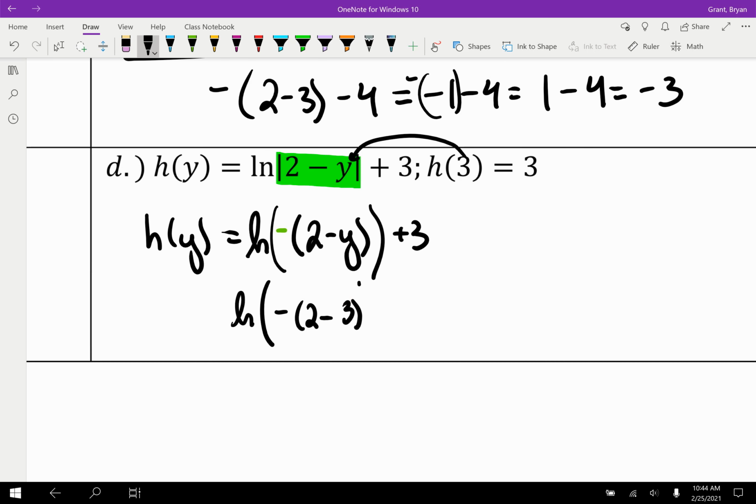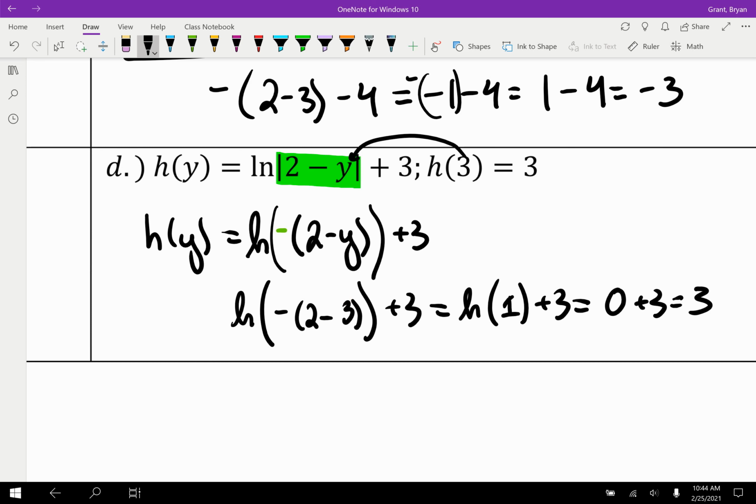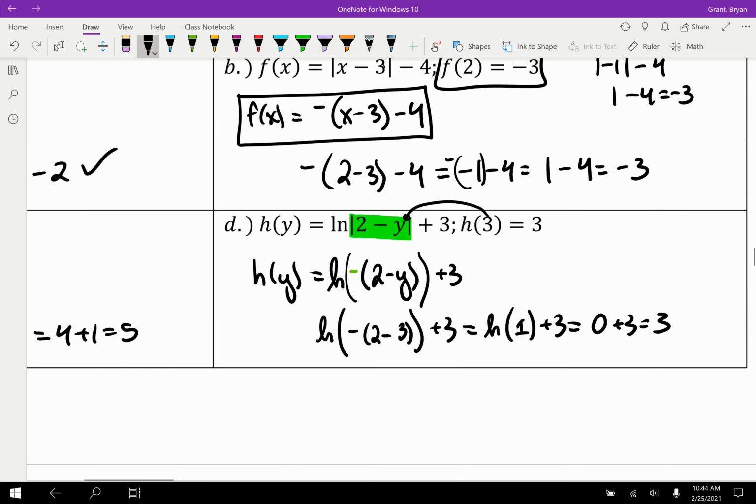2 minus 3 plus 3 equal to the correct output. This is the natural log of 2 minus 3, which is negative 1, but an extra negative turns it to positive 1. Any log of 1 is 0. Yes, we have it.